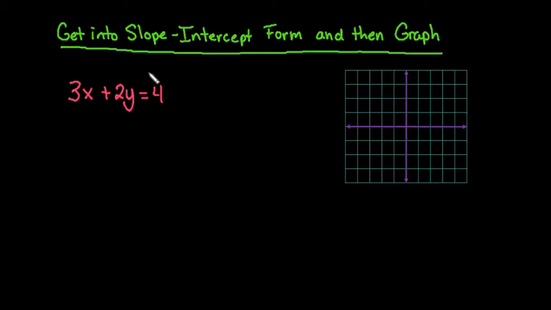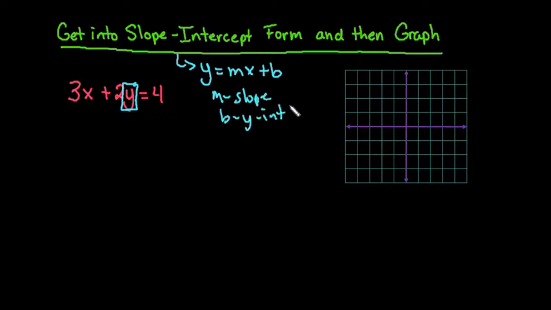Hi, for this video what we're going to do is graph by getting it into slope-intercept form, and then we will graph. So in order to get it into slope-intercept form, you must first get y by itself. Remember that slope-intercept form is y equals mx plus b, where m is the slope and b is the y-intercept. So with this, what we're going to do is get y by itself.